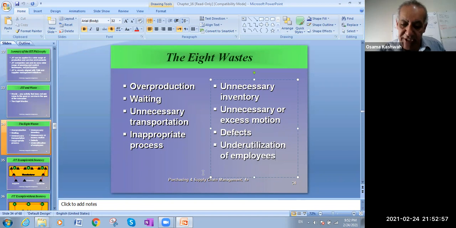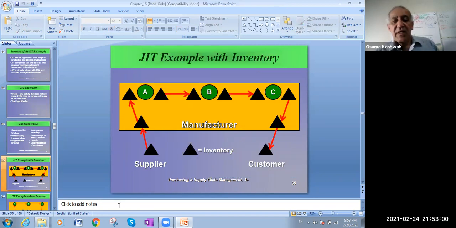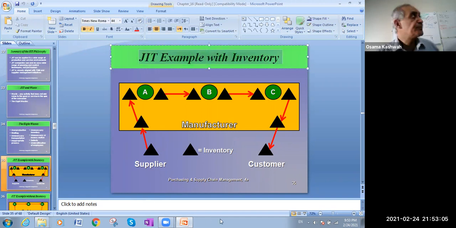Let us go to page 35. Here is an example of the JIT example with inventory, and this is very important as well. Here, we will talk about the supplier and the phases of the delivery of the inventory from the supplier. The black is the inventory, like you see here. And from the supplier, it goes to stage A, to stage B, to stage C, till it reaches the customer. As an example, the supplier to the wholesaler to the retailer, and finally to the customer.